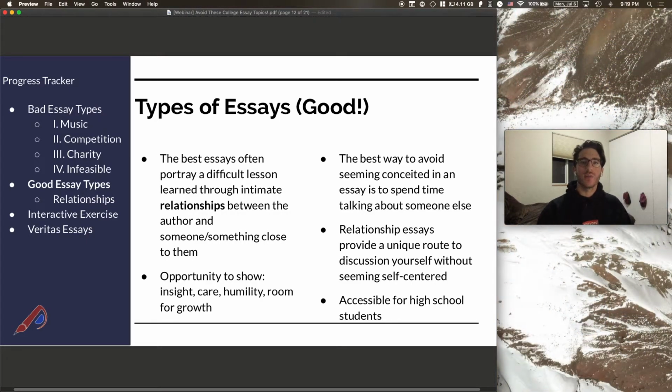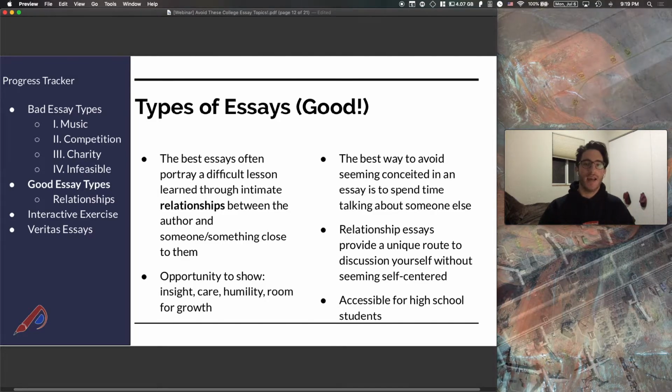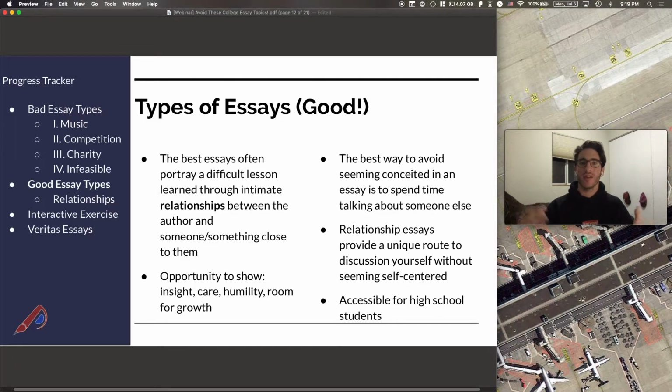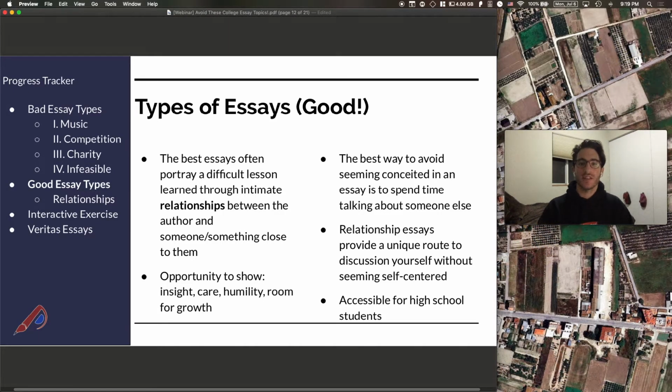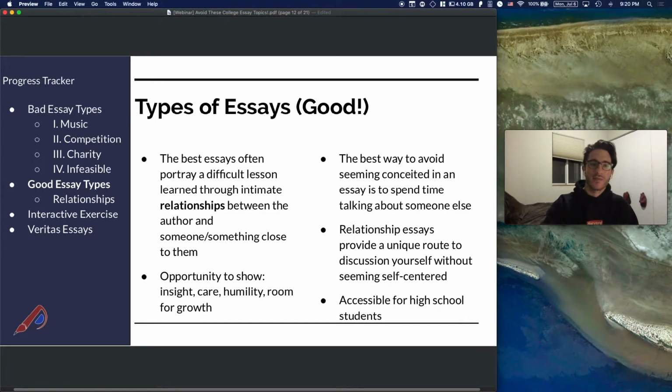Relationship essays also provide a fantastic opportunity to directly talk about yourself without seeming conceited, because you're discussing yourself in the context of a relationship, an entity, or something inherently larger than you. When you describe your thoughts, your feelings, and your characteristics in that context, you won't come across as "me," but rather as thoughtful and introspective.